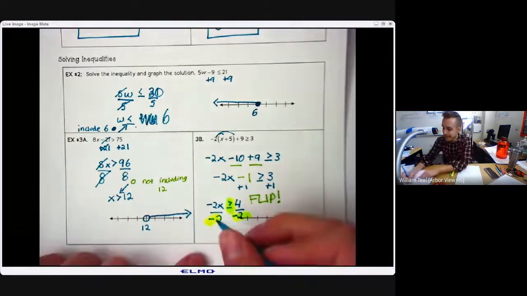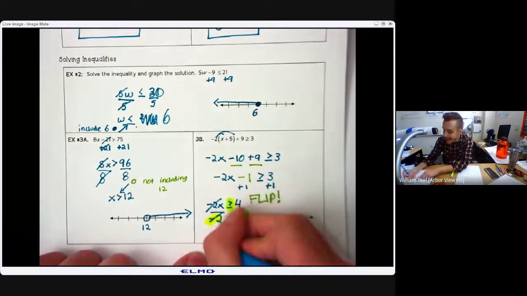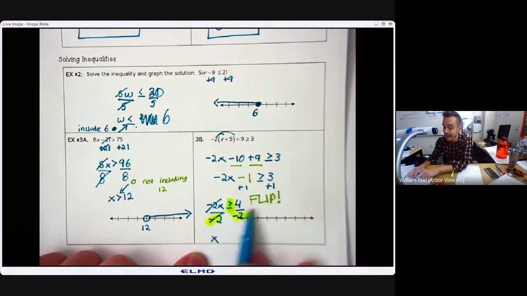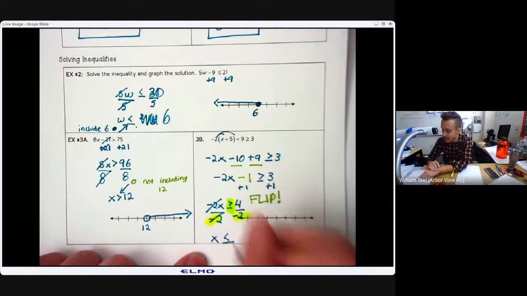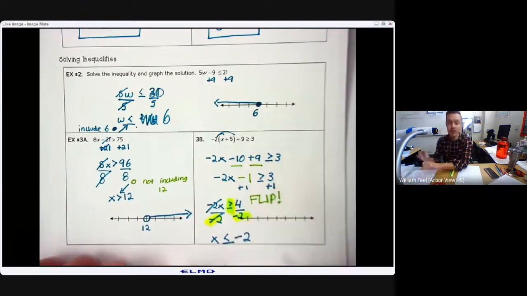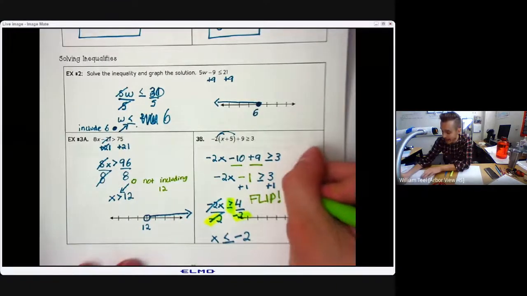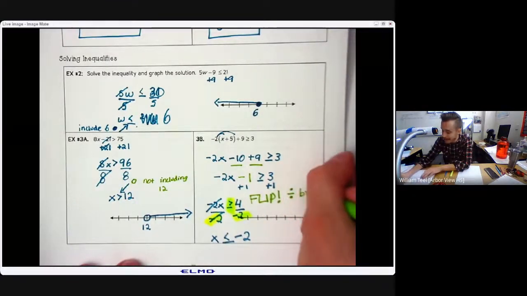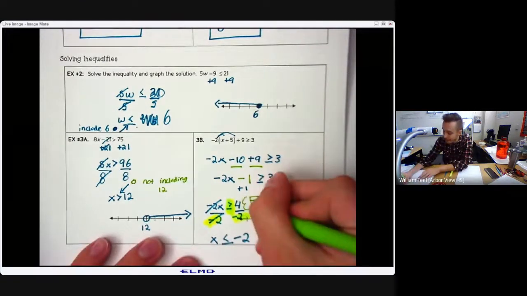So now we have x by itself because the -2's get canceled out. We have x. Now, since I have that divide by negative, I have to flip the sign. So x is less than or equal to 4 divided by -2 is -2, okay? Be very, very careful here. Whenever you divide by a negative, you flip. So I'm going to put right here, divide by negative, okay? So make sure you always flip when you divide by a negative.